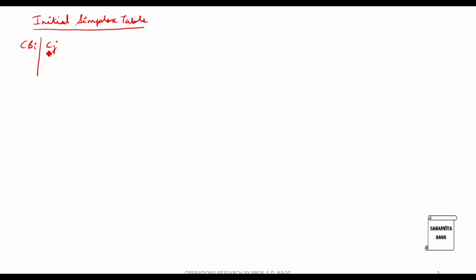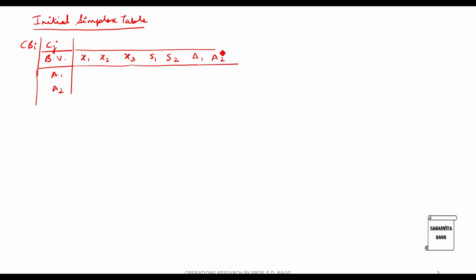CBI, CJ, then you have the basic variables. One is A1 and the other is A2. Here I'll have X1, X2, X3. I have S1, S2, A1, A2. All of them are to be written. And then the next column is of solution as we have done in the previous case of simplex method.